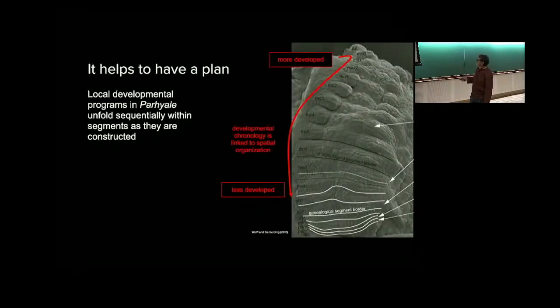The developmental chronology of the system is very much linked to the spatial organization of the system. So it develops in terms of these layers here, and each layer genetically switches on development of the associated limbs. Here's more developed, here's less developed as you go down. This happens sequentially.